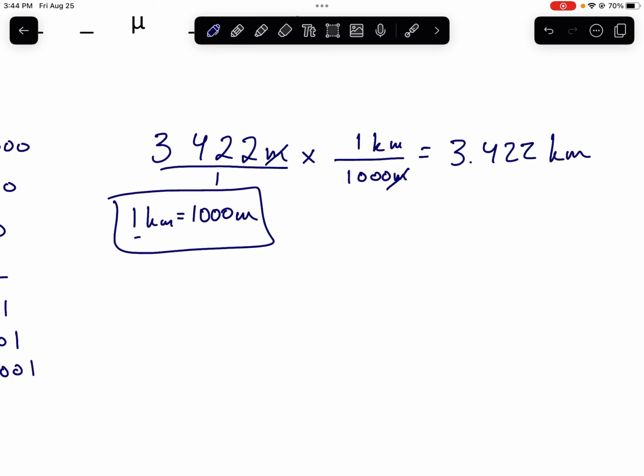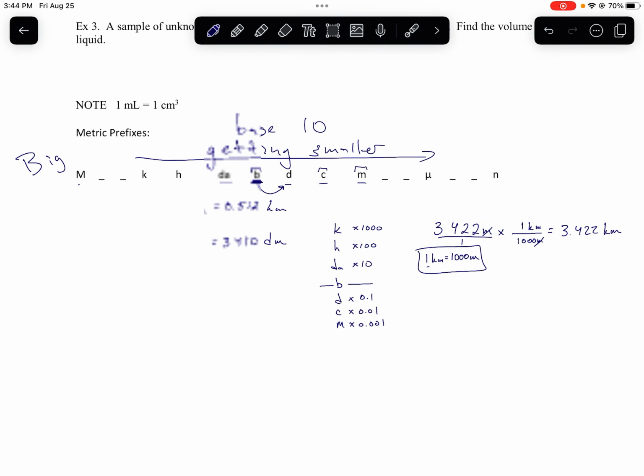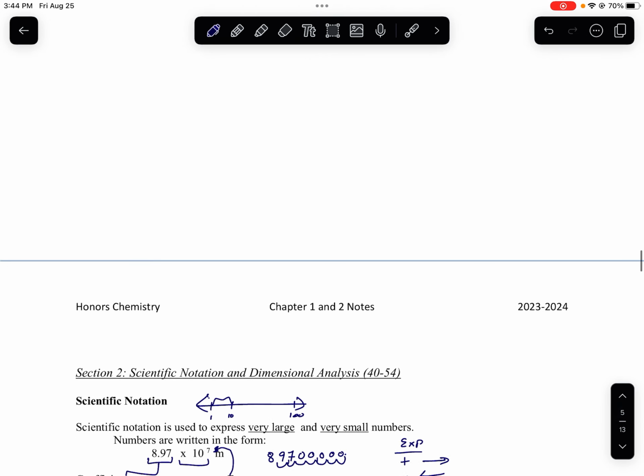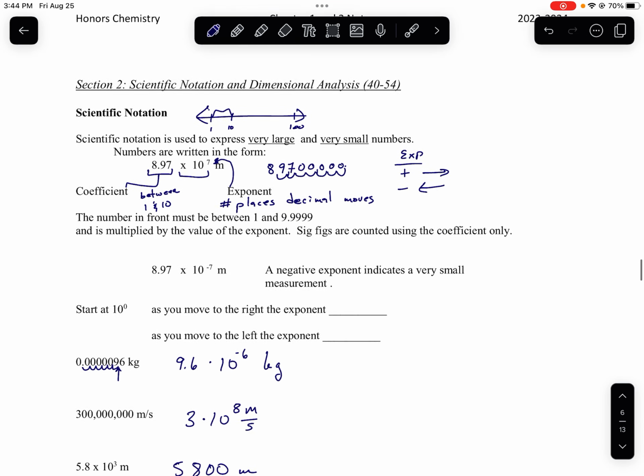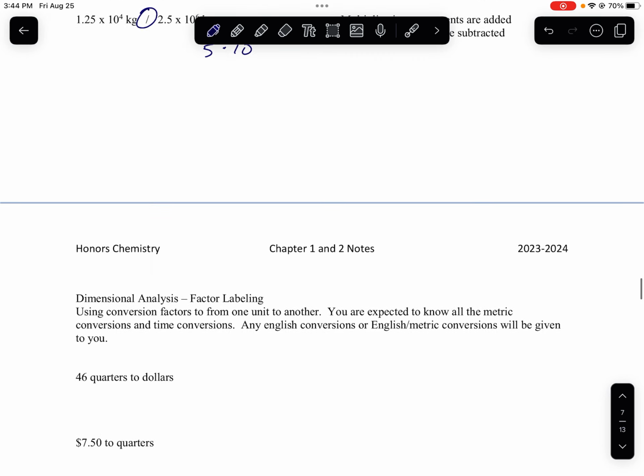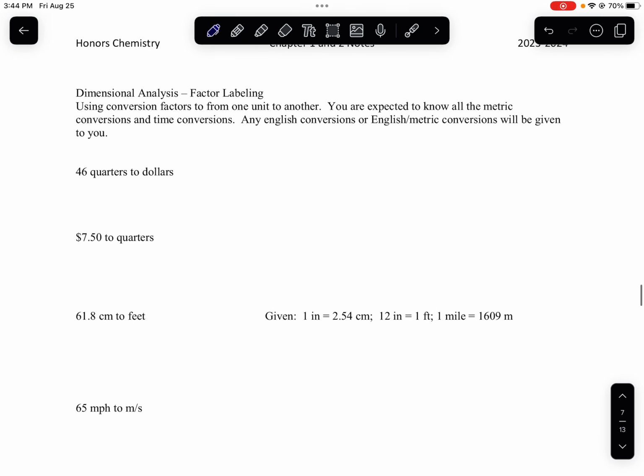Okay, so that's another way that you can do it. You can use either the decimals and you just slide them back and forth, or you can make a fraction like this. And essentially what we're doing is going to lead us to the next thing. This is essentially dimensional analysis. Okay, so let's go ahead and take a look at some dimensional analysis. This is on the following page.